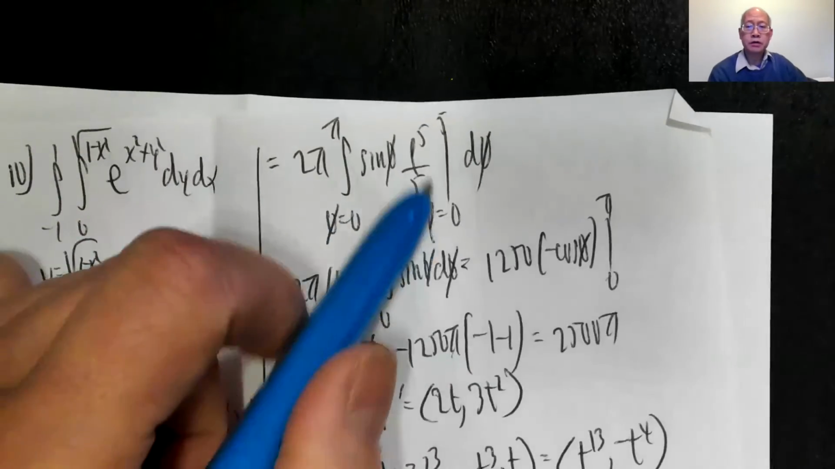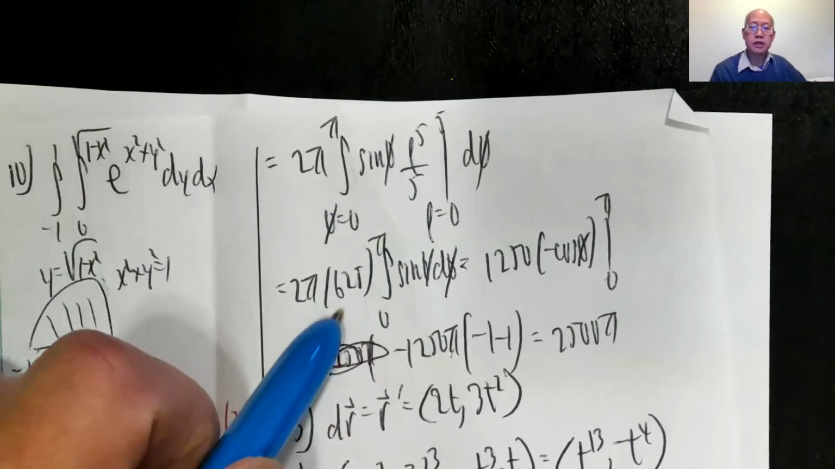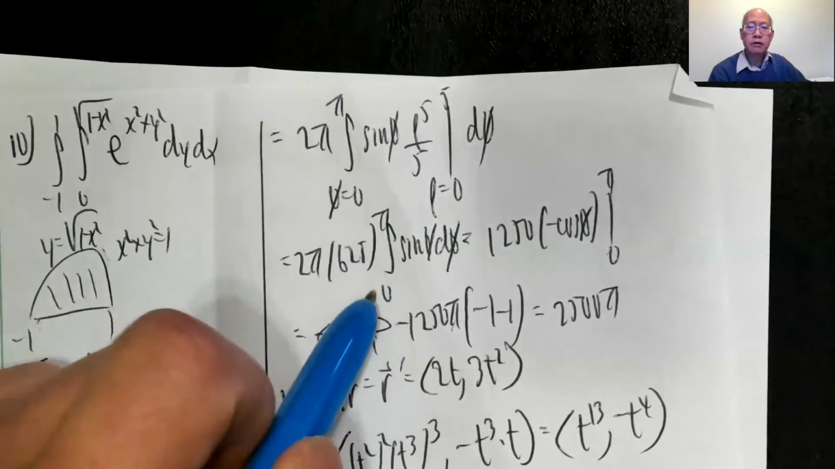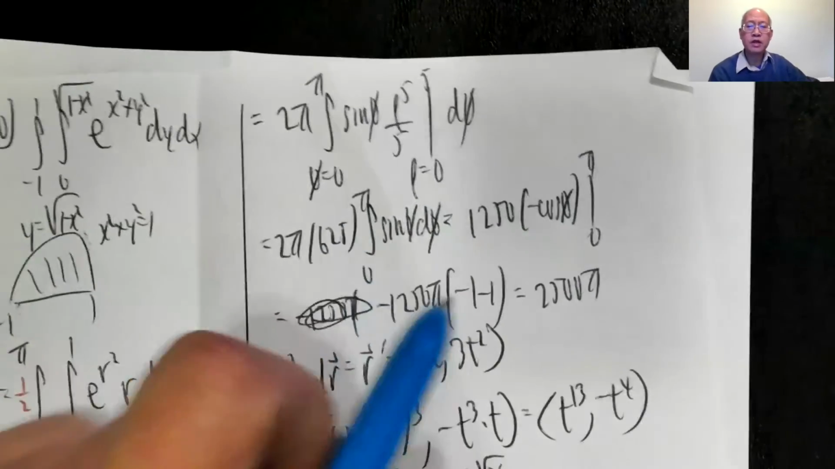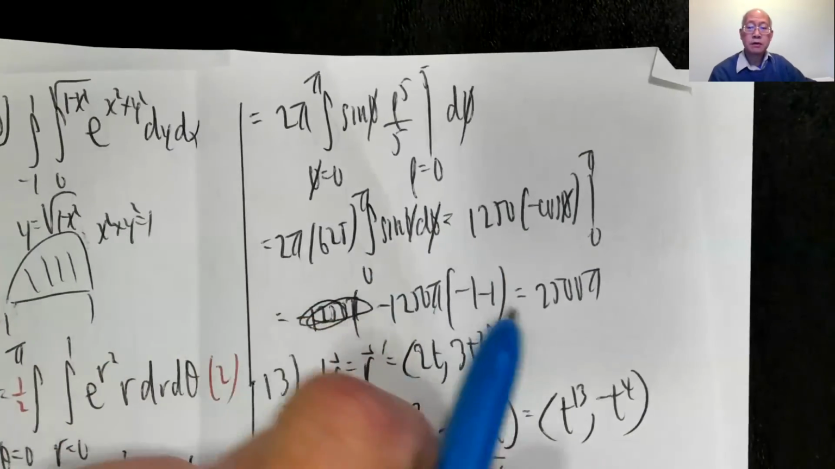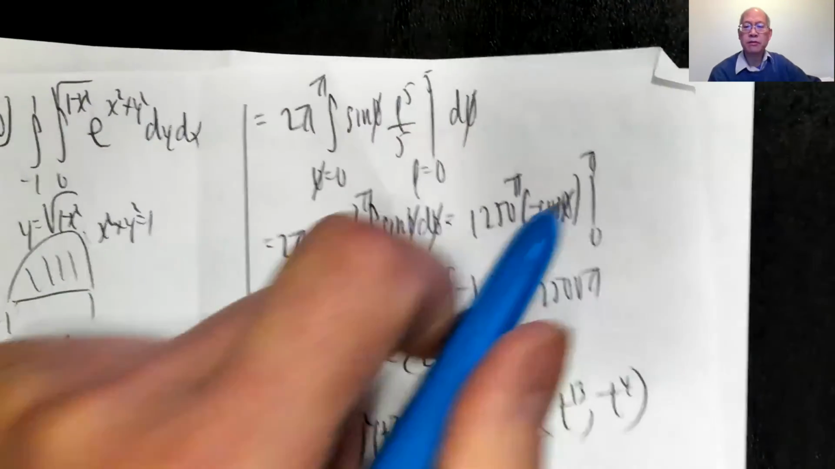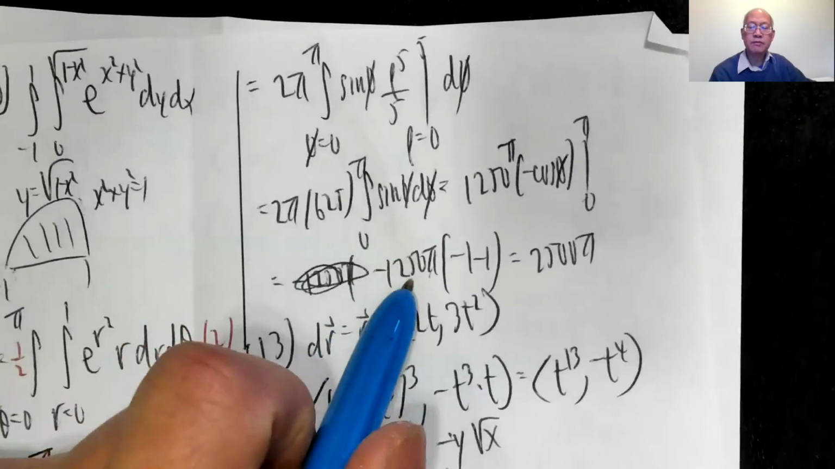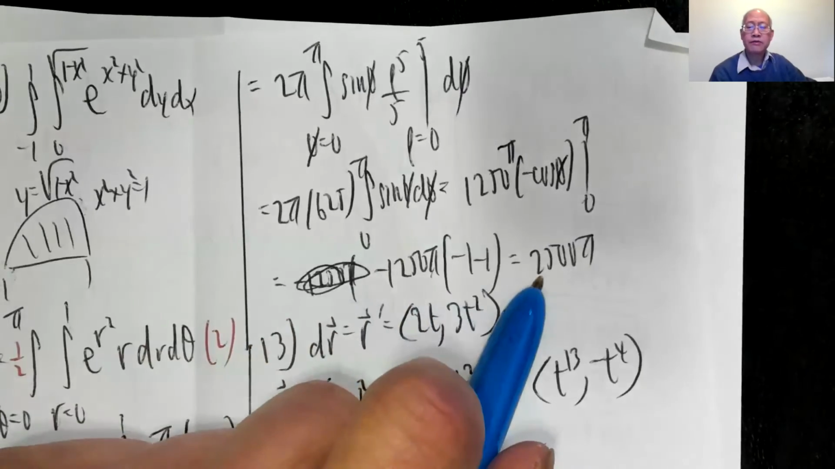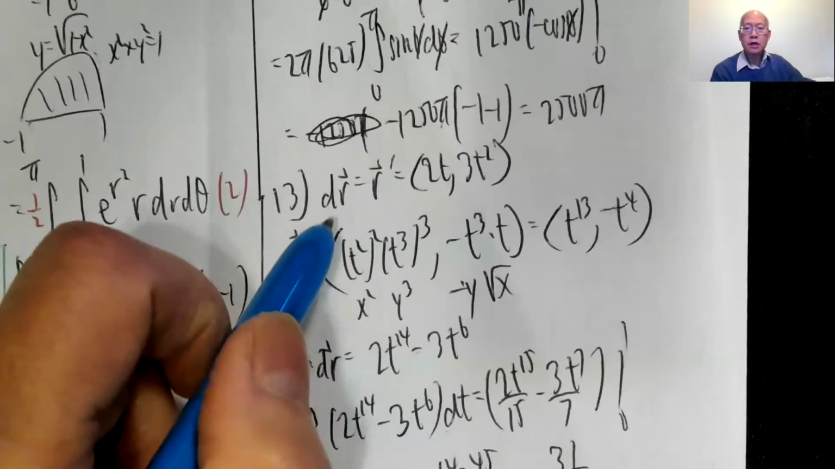Okay, plug in 0, you get 0, plug in 5, you have 5 to the fourth power, which is 625, times the 2 pi. Integral from 0 to pi of sine of phi d phi. This is 1250 pi. Negative cosine phi from 0 to pi. So it's negative 1250 pi times negative 1 minus 1, 2500 pi.